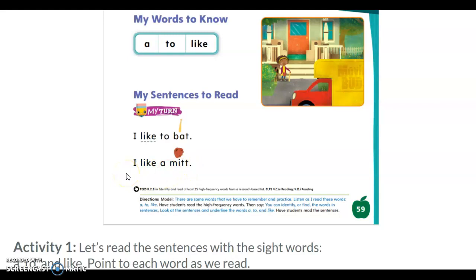So let's read the sentences one more time. I like to bat. I like a mitt. Good job. Practice reading on your own.